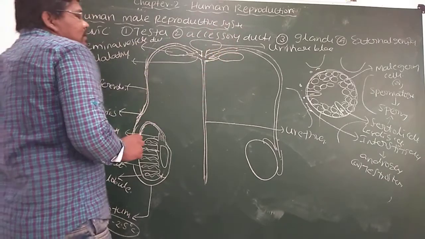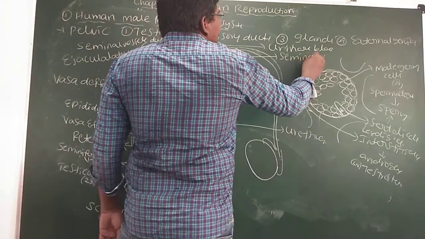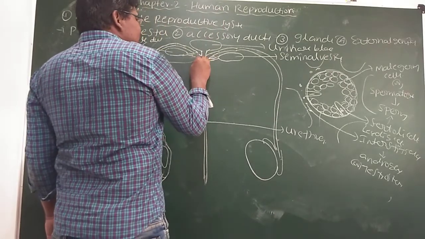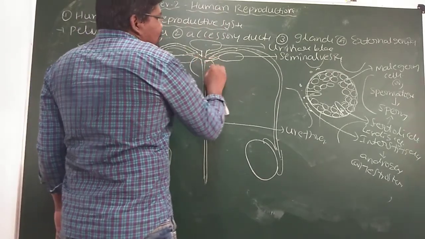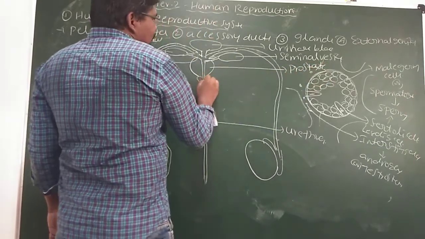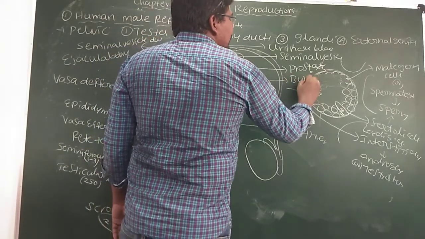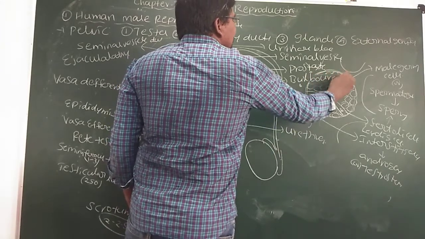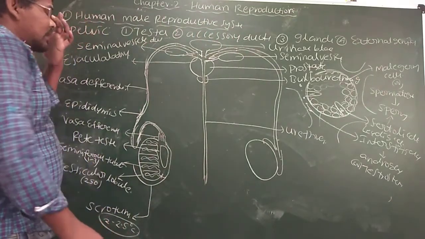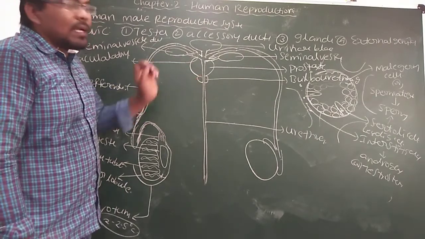Third one is glands. The male reproductive system mainly contains 3 types of glands. First, seminal vesicle. Second one is prostate gland. Third one is bulbourethral gland. This bulbourethral gland is also called Cowper's gland. What are the 3 types of glands present in the human male reproductive system? Seminal vesicle, prostate gland, bulbourethral gland.